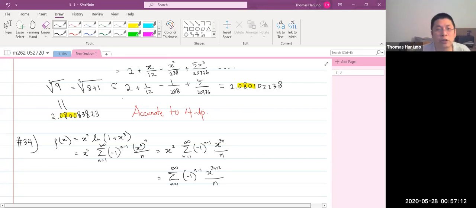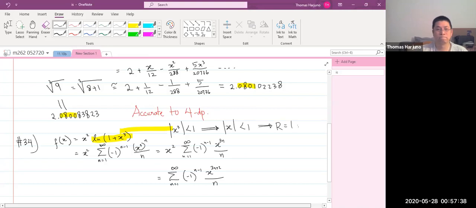Okay, in case you need the radius of convergence, notice that the radius of convergence for this ln is that the absolute value of x cubed should be less than 1, which implies that the absolute value of x, if you apply cube root, is less than 1. The radius of convergence is equal to 1. Okay, so the x that you use should not be outside of that interval. That's for number 34.